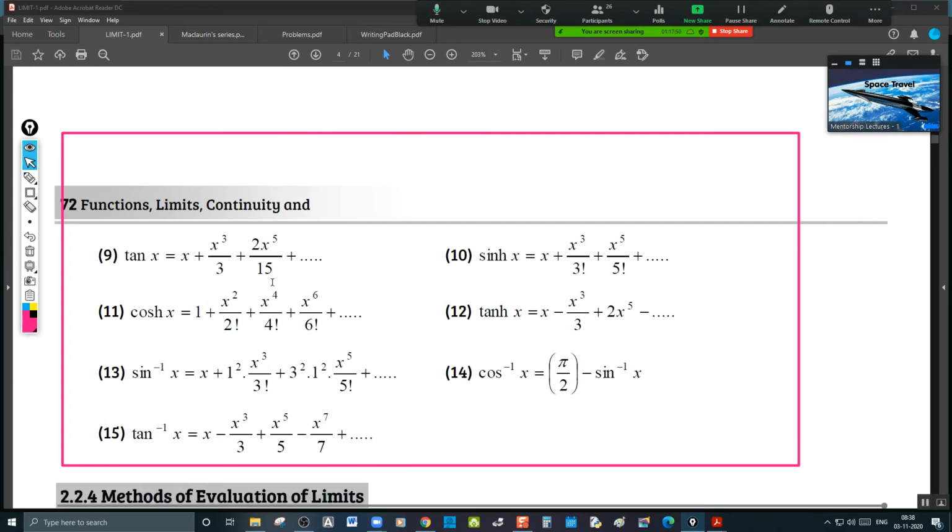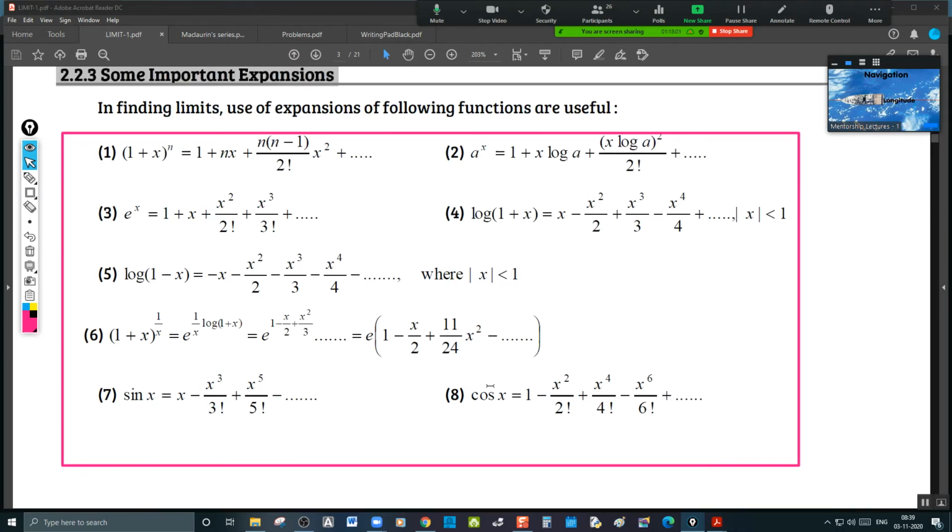Tan x, cos hx, hyperbolics, you leave it. Hyperbolics is not in the syllabus. Sine inverse x, tan inverse x, cos inverse x, and sine x, cos x. This binomial expansion, 1 plus x whole power 1 by x, log of 1 minus x, e power x, a power x, log of 1 plus x and all this. Okay, these are the expansions to be remembered.